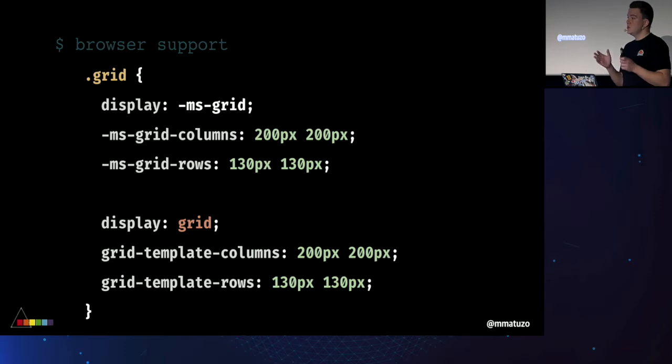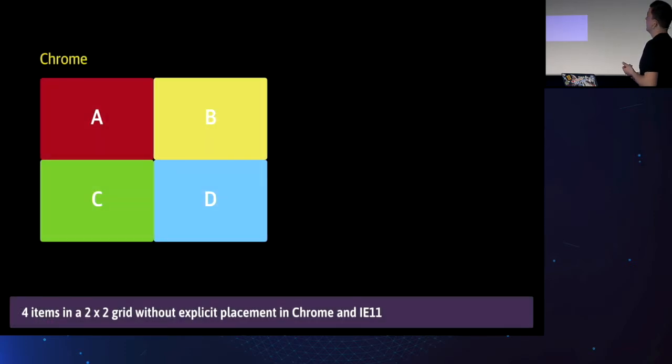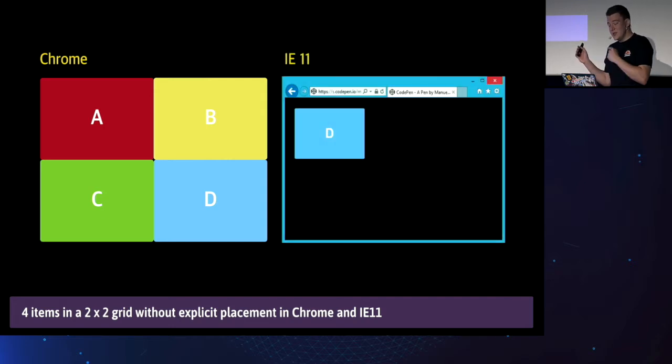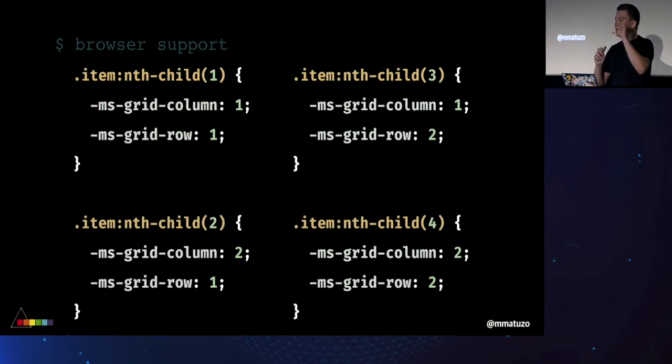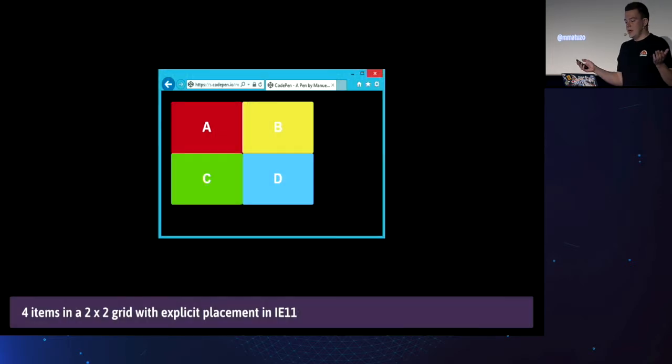And if we have a 2x2 grid with 4 items, this is what it looks like in Chrome. So all 4 items will be laid out in the grid. And this is how it looks like in IE 11 and 10. All items are stacked in the top left corner. The problem is there is no auto placement, so we have to select every single item and place it explicitly on their respective position. And then we have the same result. So if you have this very specific use case where you have a defined number of items and they have fixed positions, then it probably makes sense to use grid with the old specification. Oh, of course, also if you don't need gaps, because there's no spacing in the old specification.